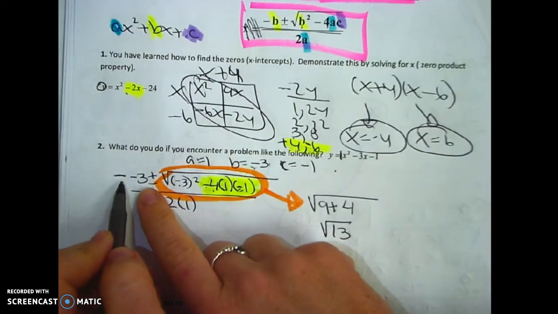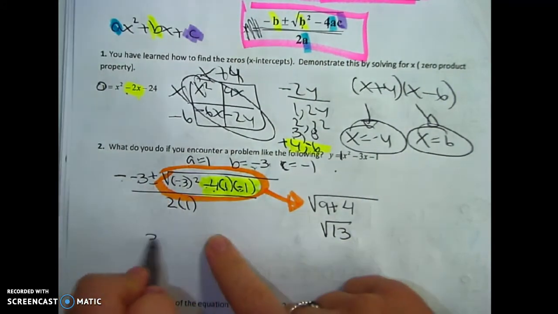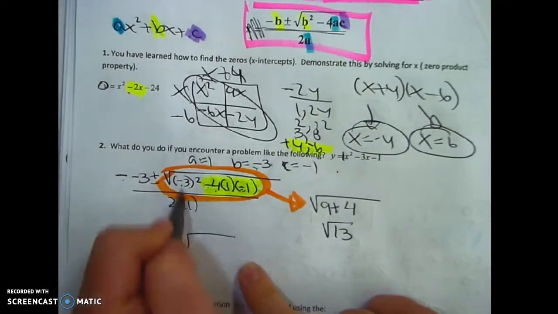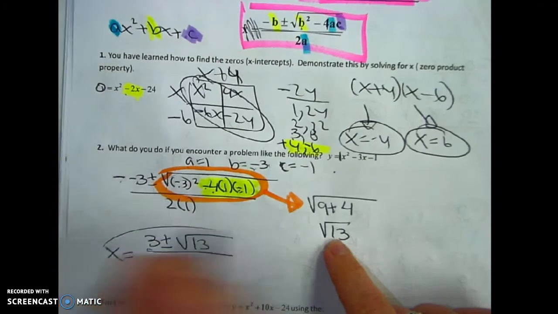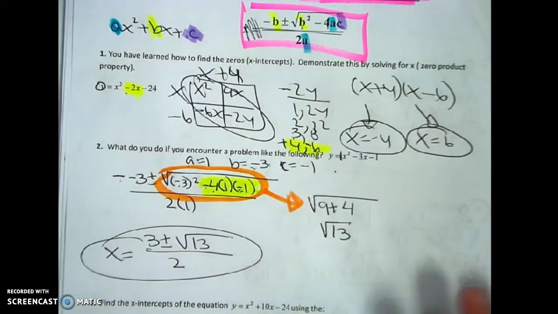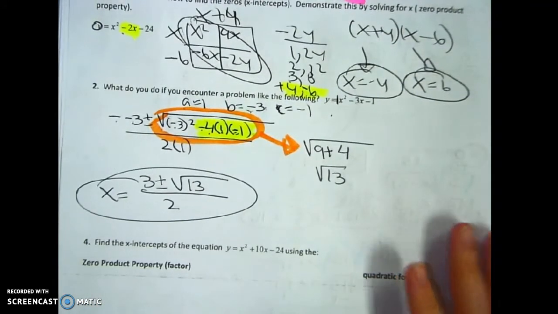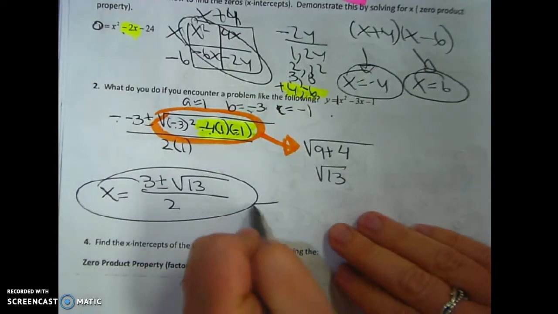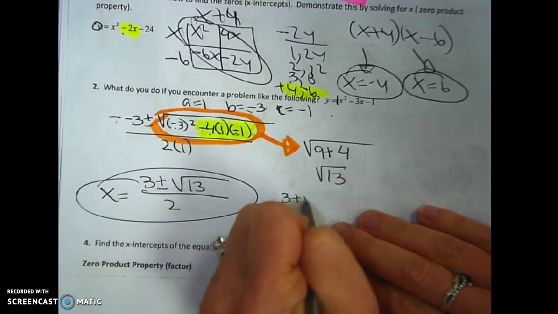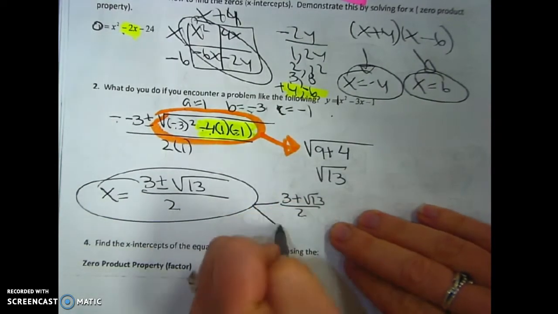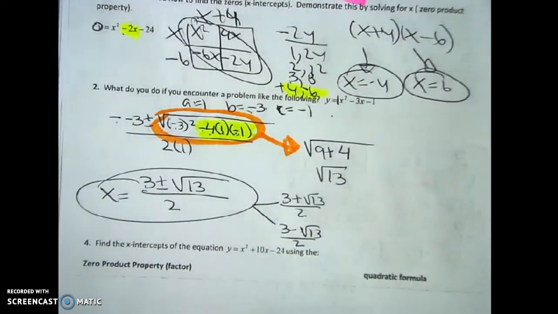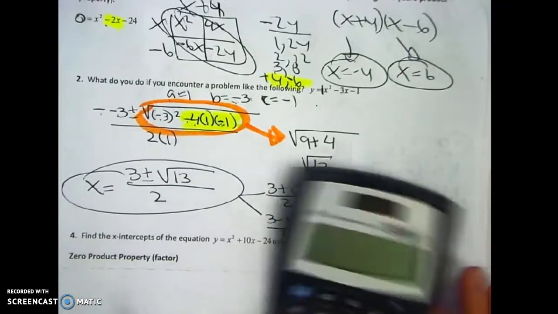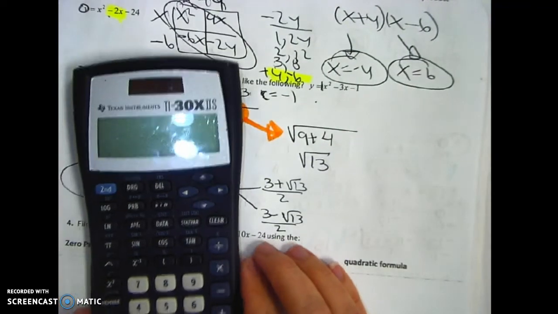Now I come over here. A negative and a negative make a positive, plus or minus. All of this turned into this over 2, and that's it. Now, if you want to get bonus, what you'll do is this: 3 plus the square root of 13 over 2, 3 minus the square root of 13 over 2. So I'm going to show you how to do that in your calculator for those of you that want to get bonus. So I'm going to turn this on.